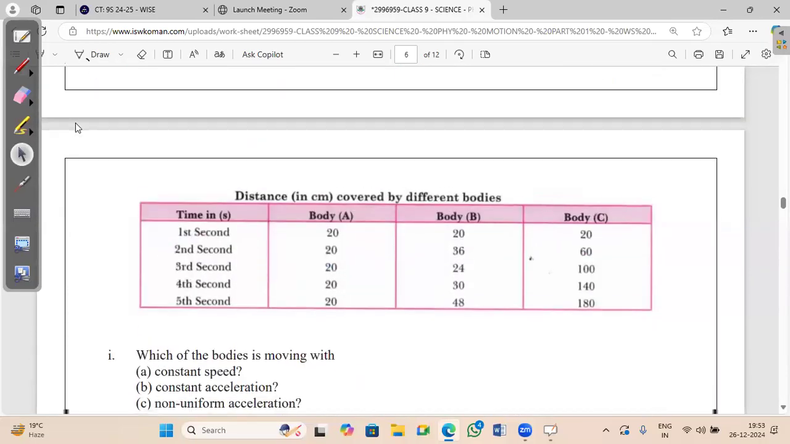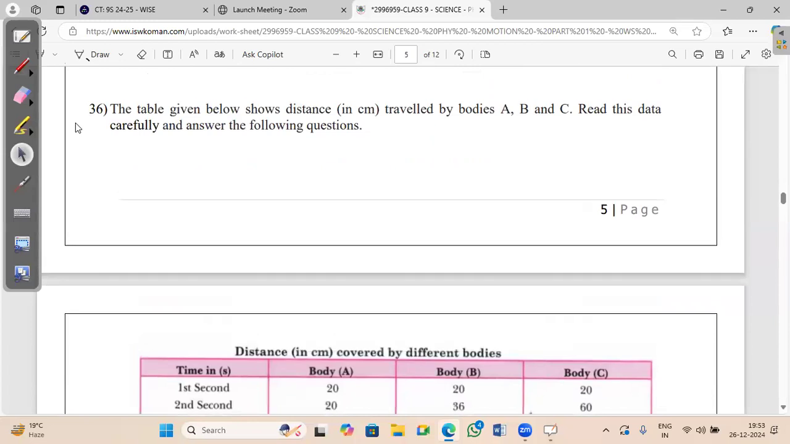Okay, 36. Now here you have question 36. Just go through this question first. According to this question 36, the table below shows distance in centimeters traveled by bodies A, B, and C. Read this data carefully and answer the following questions.